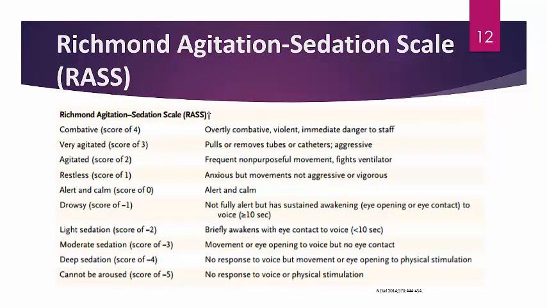So as we see here, alert and calm, as we mentioned, was 0. So this is an important number for you to remember. I don't expect you to necessarily remember each of the different descriptions with each of the different scores, but I would expect you to know that 0 is alert and calm. Anything below 0 is some level of sedation, with the lower levels being more deeply sedated, and the higher level scores being more agitated or combative, as well as the range of the scores.